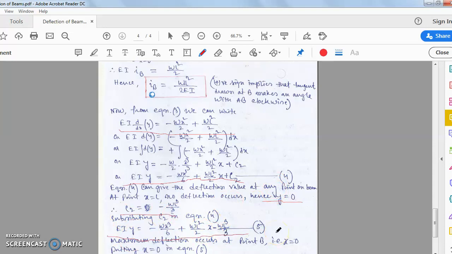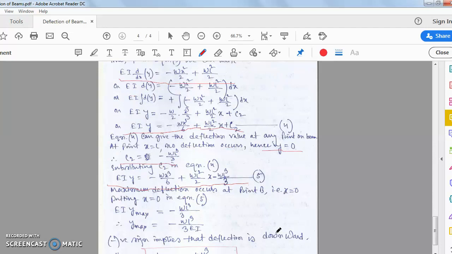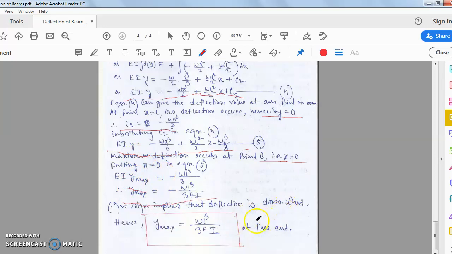So equation 5 is actually helpful to determine the deflection at any particular point on the beam. So the maximum deflection occurs at the free end, that means at x equal to 0. Now we'll put the value x equal to 0. We'll get the value of y max. Y max is minus WL cube by 3EI. So deflection is downwards, so that is why the negative sign is coming. We will take the magnitude only. So y max is WL cube by 3EI, and that acts at the free end.